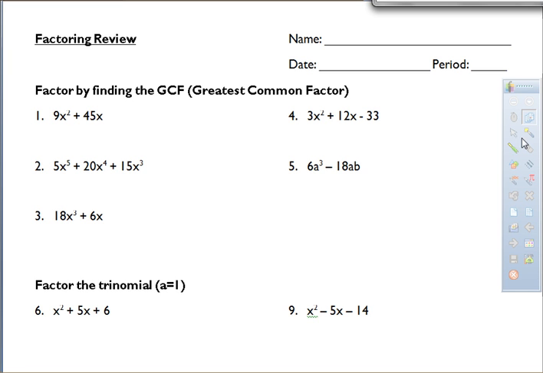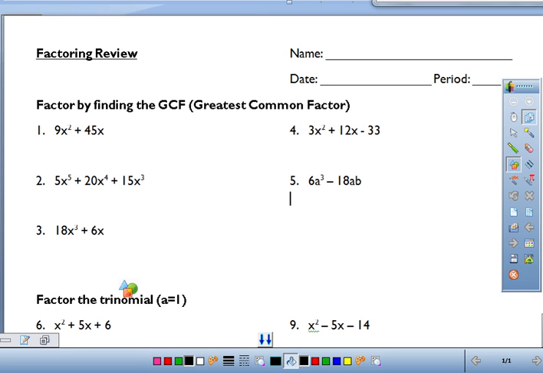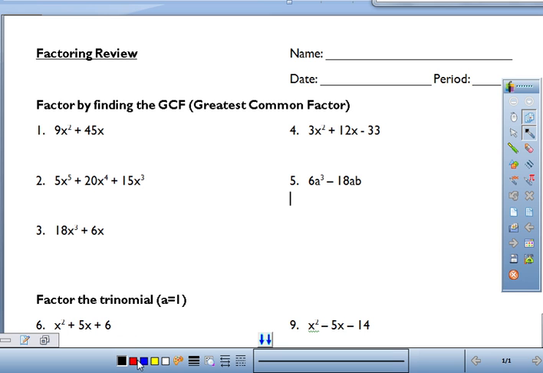Okay, so let's take a look at the factoring review here. Now remember, when you're finding the GCF, or the greatest common factor, all that we're really looking for is what values can be pulled out of every term. So when I look at number 1 here, I have a 9 and a 45 for the numeric values. And I know that 9 can come out of both of those. So I'm essentially dividing both terms by 9.